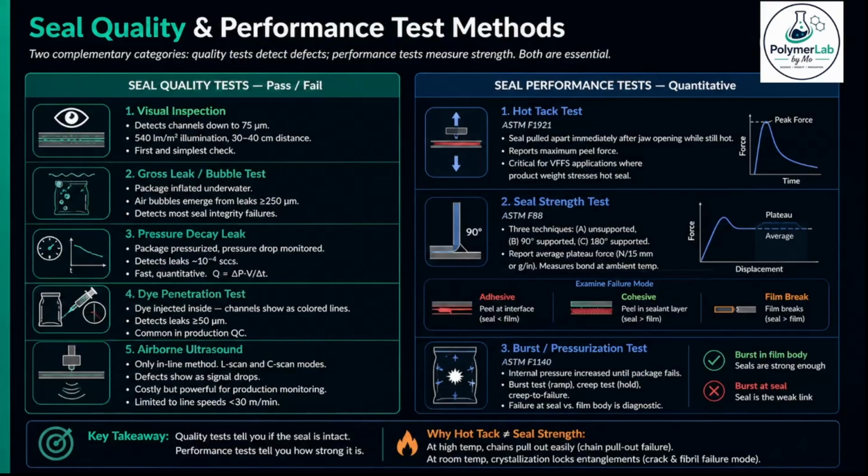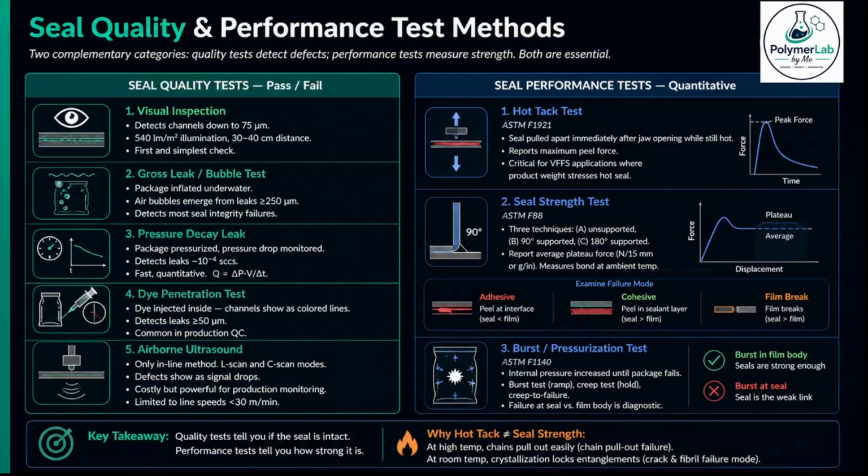Let us start with seal quality tests. Visual inspection is the first and the simplest quality check. Under defined illumination, you examine the seal from 30 to 40 centimeters distance. You can detect channels down to 75 microns with the naked eye. This is always done first. It costs nothing and catches obvious failures immediately.